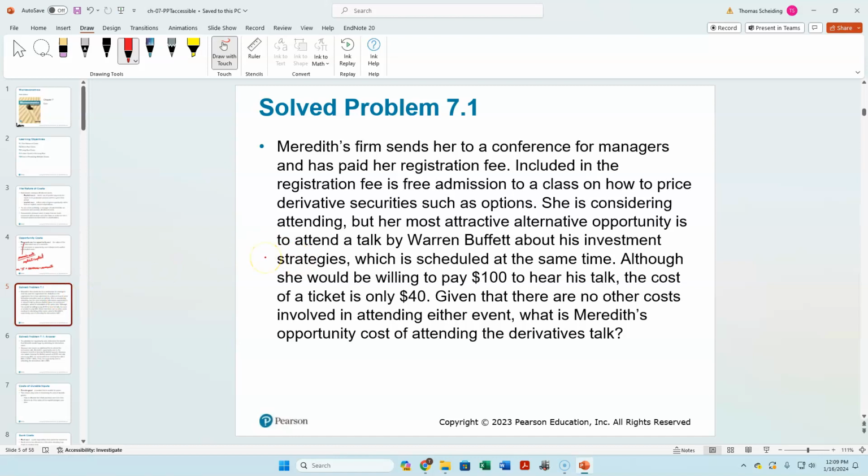And so we start to see these differences with this problem that's posed. She's sent to a conference for managers, and the firm has paid her registration fee, and she gets free admission to a class on how to price different derivatives.